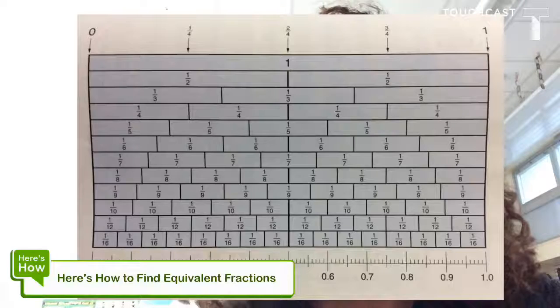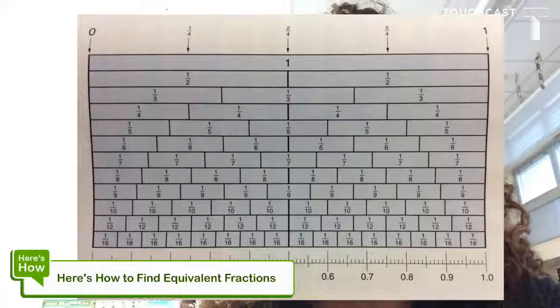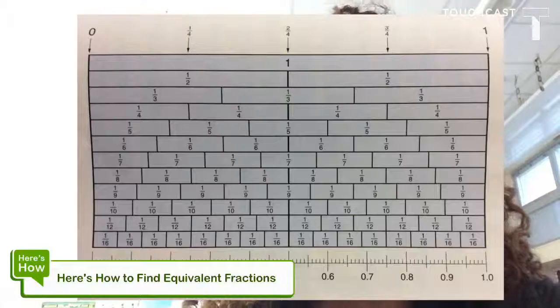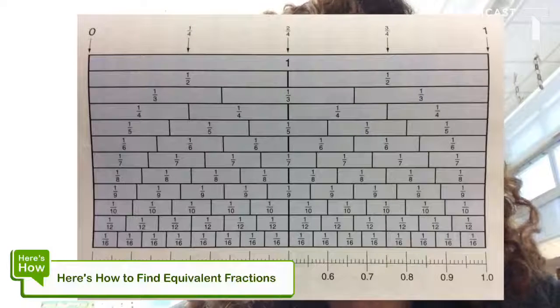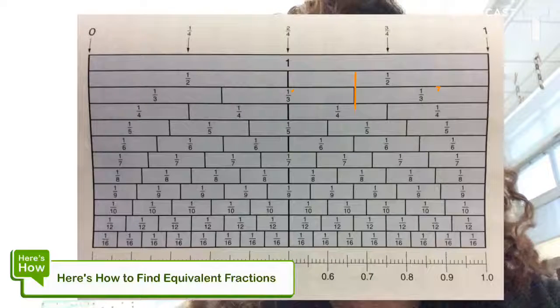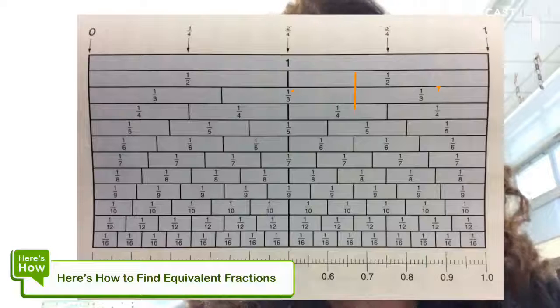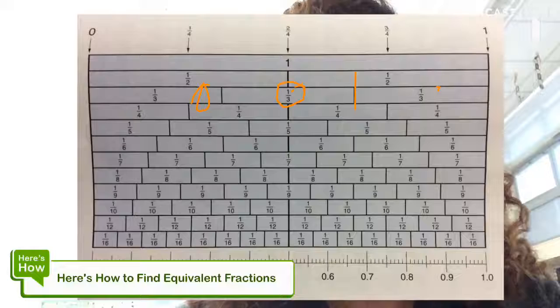We're going to look at equivalent fractions for 2/3. So we're going to go 1/3, here 1/3, 2/3, and so our line for 2/3 is going to be right here. First, we have to note that the denominator is 3. So we're looking at the third row of the fraction stick chart. Let's count the parts from left to right. We've got 1/3 here and 1/3 here.